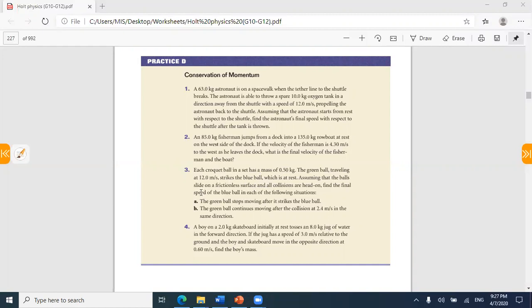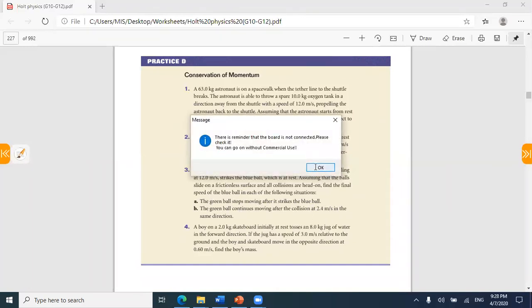Assuming that the balls slide on a frictionless surface and all collisions are head-on, find the final speed of the blue ball in each of the following situations. First situation, part A. Okay, I have to find the final speed of the blue ball. Yani I have to find V2 final. But what about V1 final? Here, part A, if the green ball stops moving after it strikes the blue ball. Yani if V1 final is 0, how much is V2 final? In part B, the green ball continues moving after the collision 2.4 meter per second. So if V1 final is 2.4 meter per second, how much is V2 final?